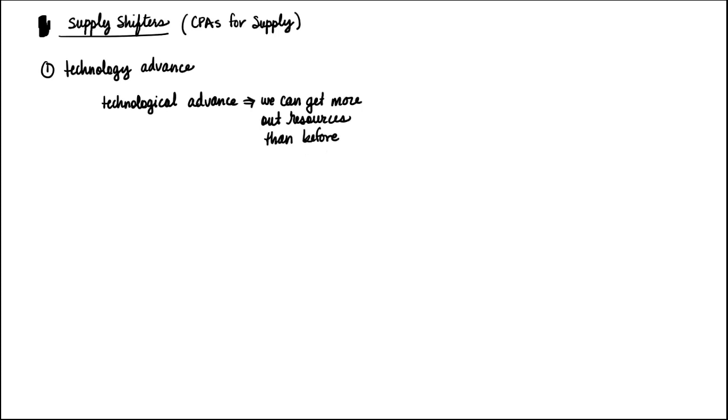It allows us to get more out of that same amount of resources. So if we can get more out of our resources than before, then what we have here is a supply increase. So it's very simple. Technological advance creates supply increases. So again, how would I draw that? If we're starting at S0, a shift to the right, supply increase.